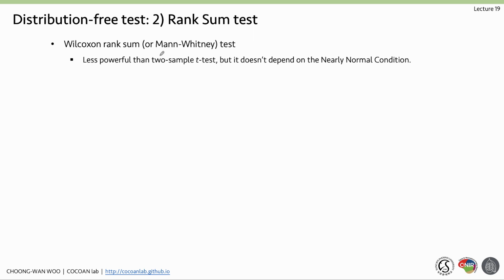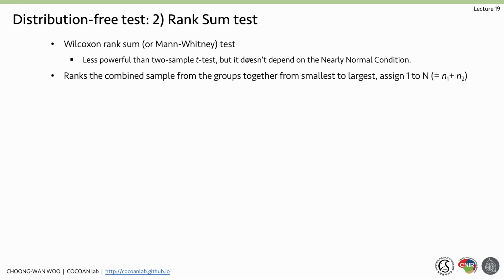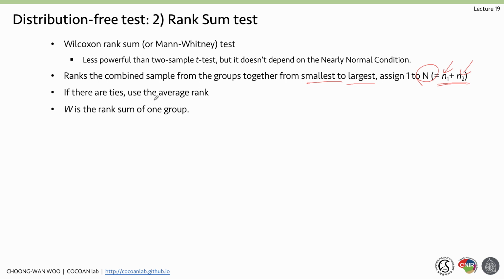And there is a rank sum test, and this is quite a famous test, the Wilcoxon rank sum or Mann-Whitney test. It's less powerful than the two sample t-test, but it doesn't depend on the nearly normal condition. So if you have any distribution that is different from the normal distribution, you can use this. The procedure is like this: rank the combined sample from both groups together from smallest to largest, assigning 1 to N. Here large N is the sample size of group 1 plus the sample size of group 2, the sum of those. If there are ties, use the average rank.